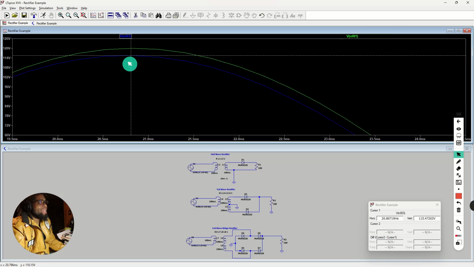But if we look at the crest of the output, we only get 115.47, okay? So we're losing about 4 volts on our output, and again, Stan alluded to that as well, that you lose a little bit of power too with your half-wave rectifier, and there you go. You can see it represented actually in real time on this.